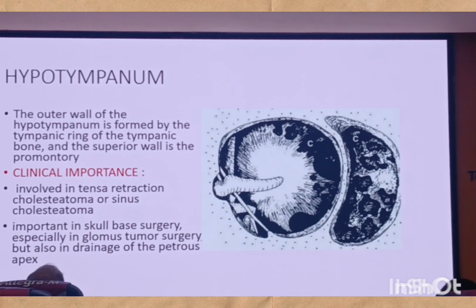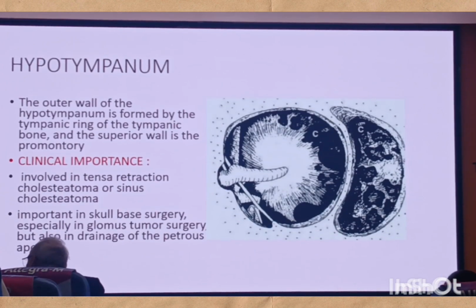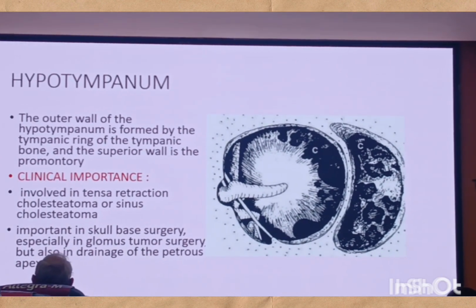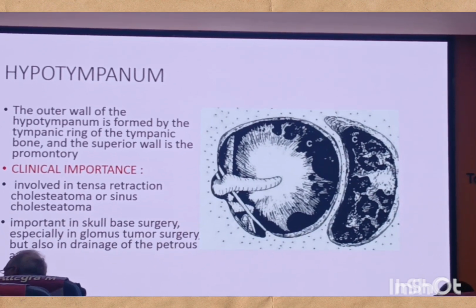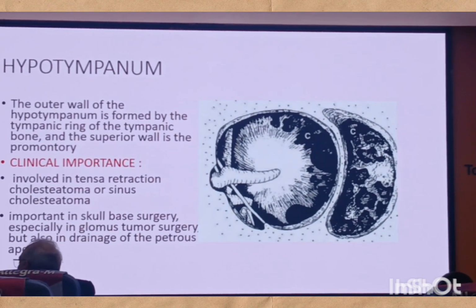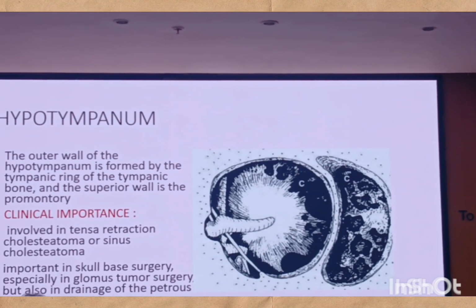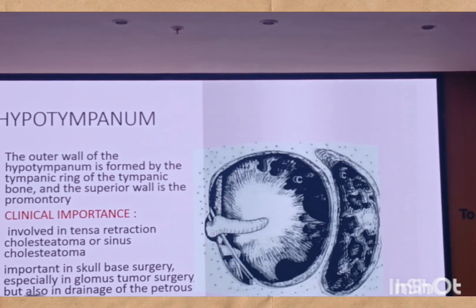Hypotympanum: the outer wall of the hypotympanum is formed by the tympanic ring and the superior wall is formed by the promontory. Importance again is that there can be retractions or cholesteatoma, and importance is again in glomus tympanicum surgeries where we have to remove this wall to access the tumor.